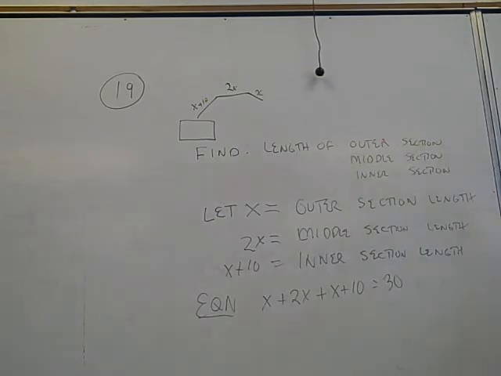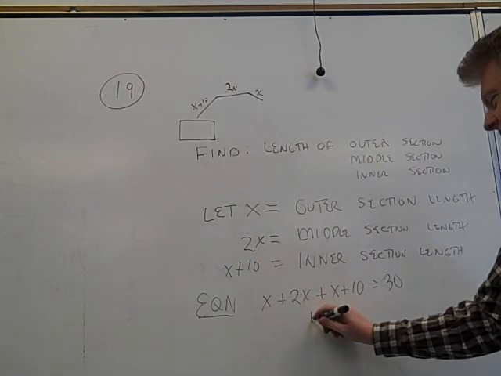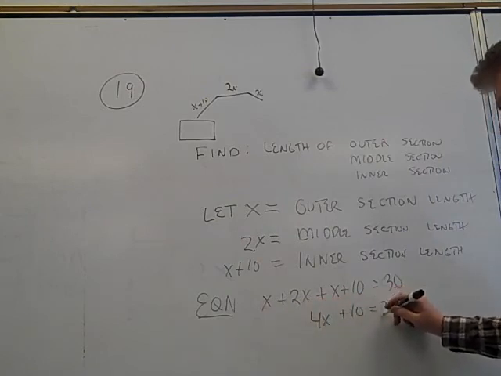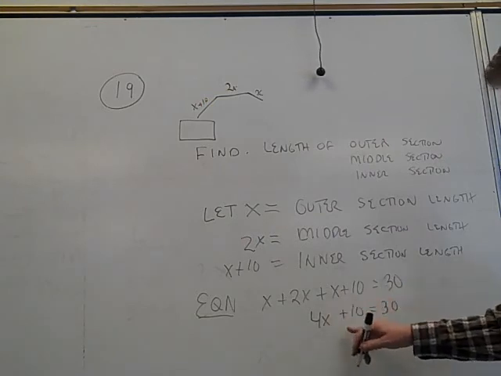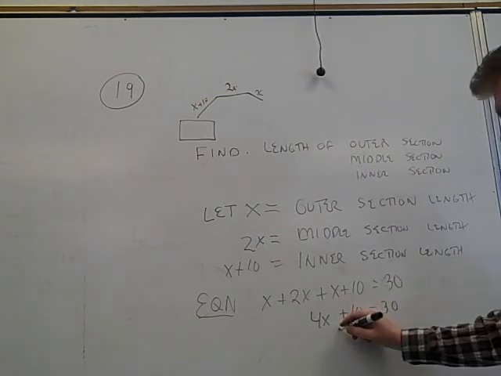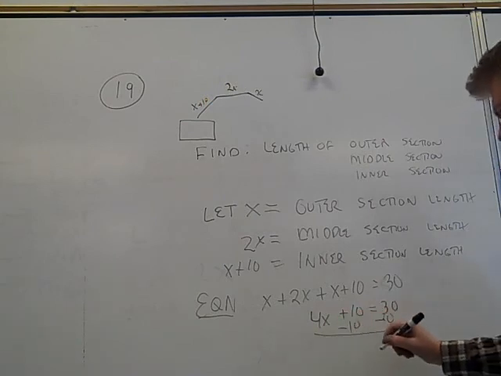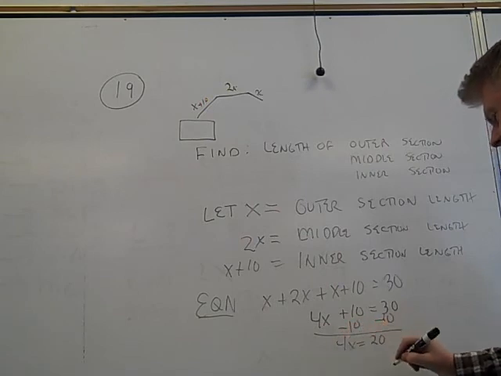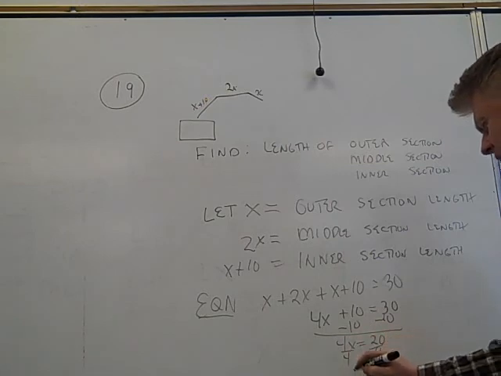And now it's solving, which you guys are champs at. So x plus 2x plus x is 4x. That's gathering like terms. And then we've got to get the constants on one side, the variables on the other. We do that by subtracting 10. We've got to get x all by itself. We get that by dividing by 4, and I've got x equals 5.